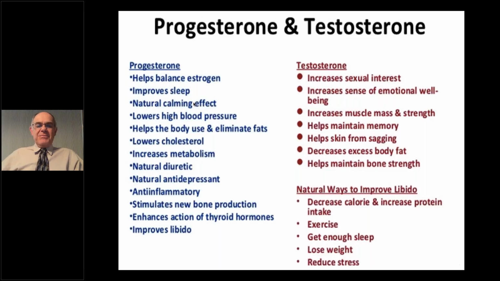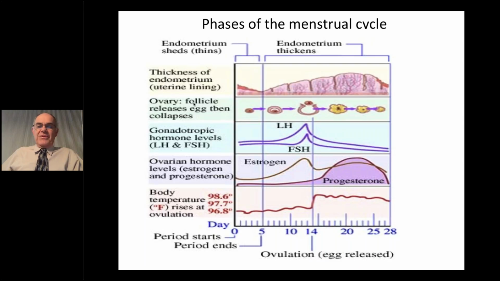So everything has to be in balance. We look at estrogen as the bad hormone, which it's not. We look at progesterone as the good hormone, which it can be, but it can also be bad when it's out of balance. It's not necessarily the ideal thing.